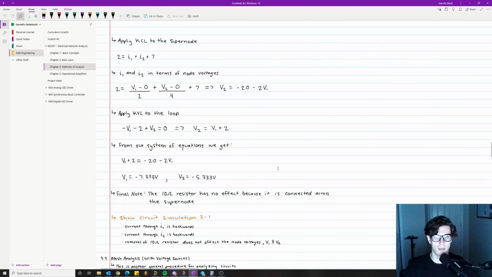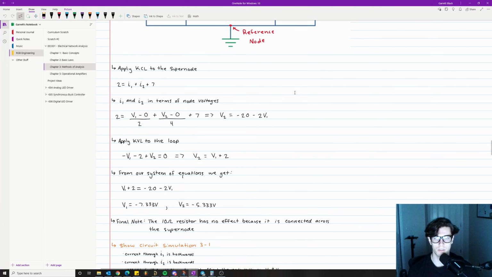Hopefully that helped a ton, because even after I did this equation and worked it out, it didn't really make as much sense to me until I looked at the simulation. So hopefully that makes perfect sense to you. That covers everything that we wanted to for the node voltage method. Just a review, we covered how to do it with both current sources and voltage sources. Hopefully that makes a lot of sense for you.